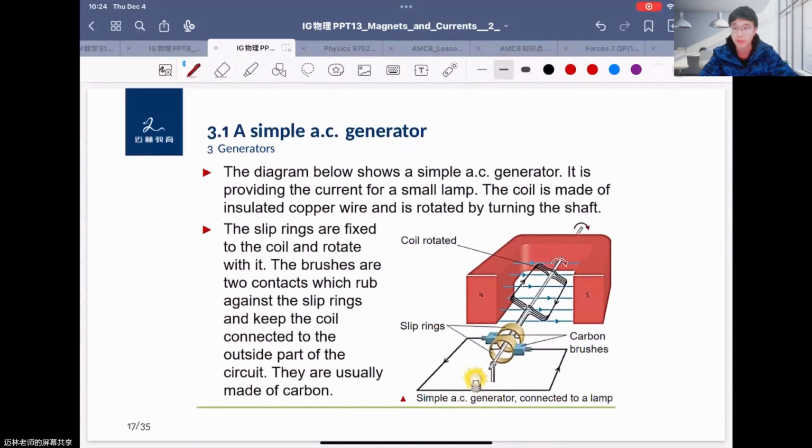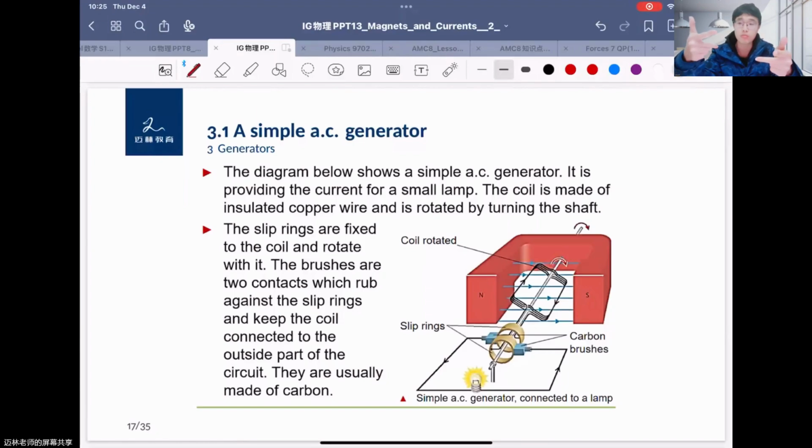So last time we talked about two rules, right? One is the left-hand rule, another is the right-hand rule. You have to stretch out your three fingers. If you're using the left-hand rule, the thumb means your force direction. Remember, it's the force direction. The first finger means the magnetic field direction, and the second finger means the current direction, right?